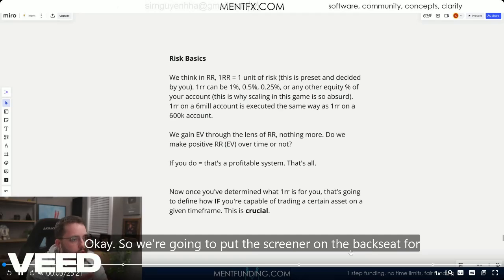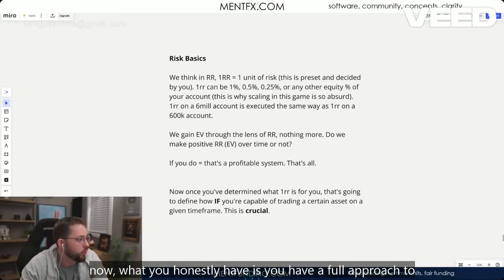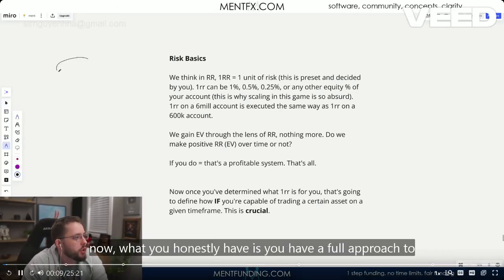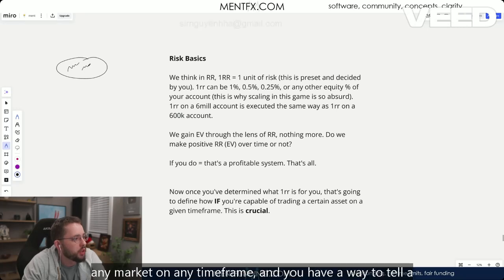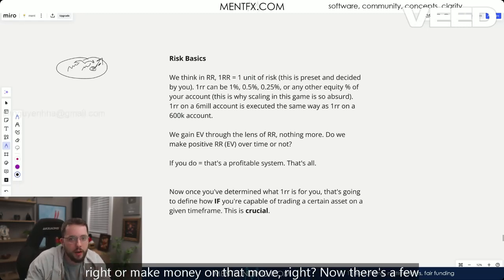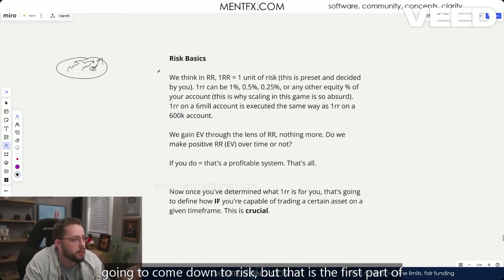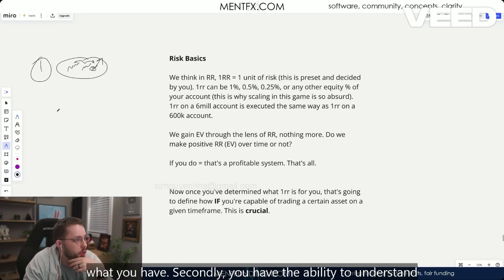Put the screener on the back seat for now and go straight into the risk section, right? So right now, what you honestly have is a full approach to any market on any time frame, and you have a way to tell a story about that market, so you can actually go ahead and execute that given story and potentially get that trade right or make money on that move, right? Now, there's a few other steps in regards to making money on moves, and that's going to come down to risk. But that is the first part of what you have.